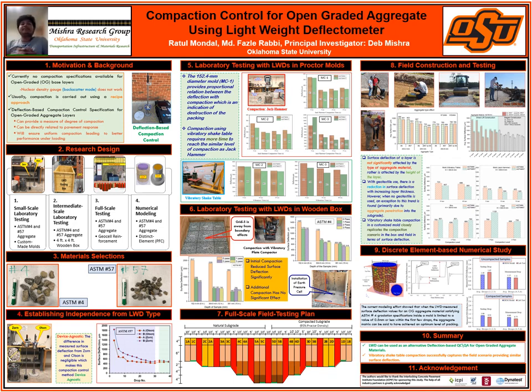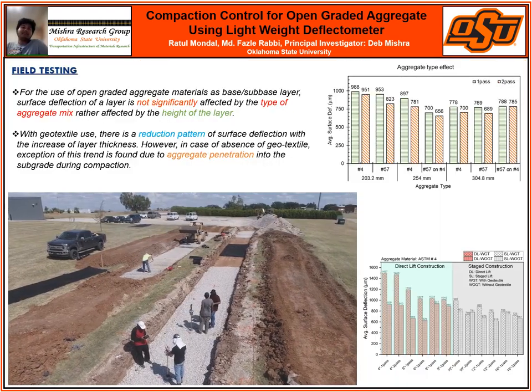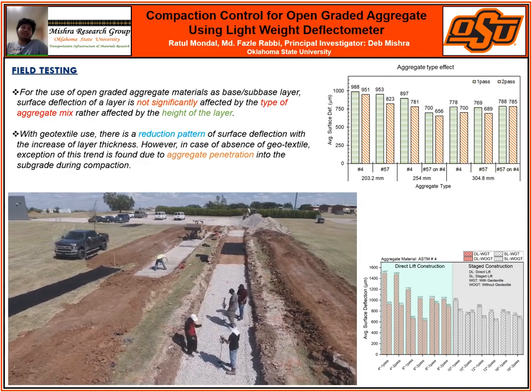Finally, in the field testing, we used different layer compaction, varying the thickness and the aggregate type, the geosynthetic use, and also we used geocell as a reinforcement for observing the effect of geocell reinforcement on the compaction of this kind of material. This is a drone shot taken from the field construction.